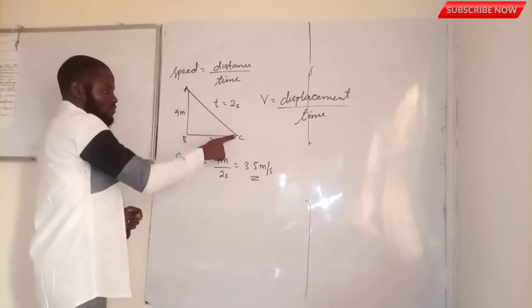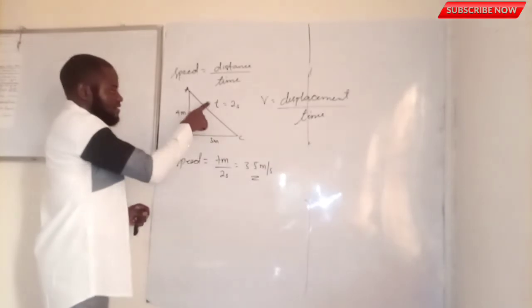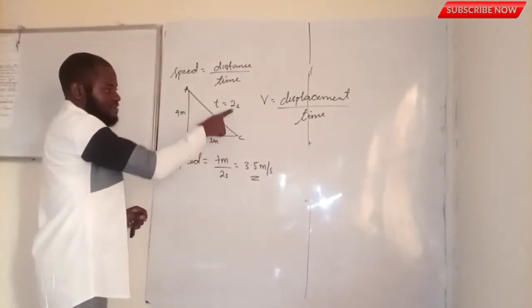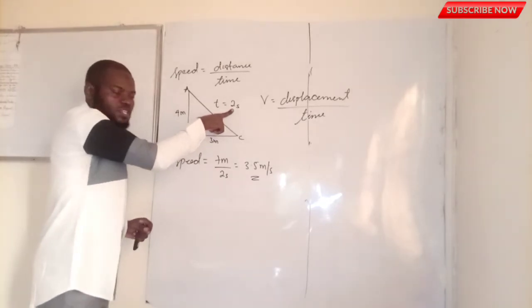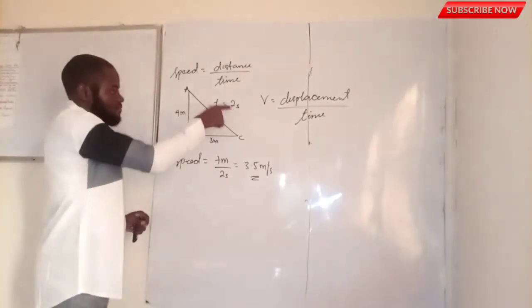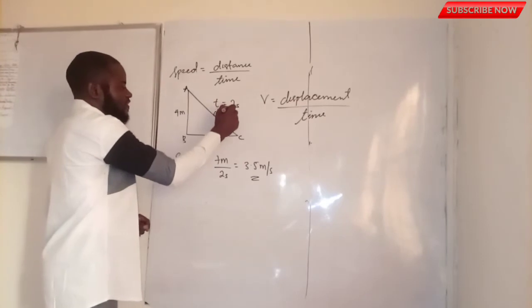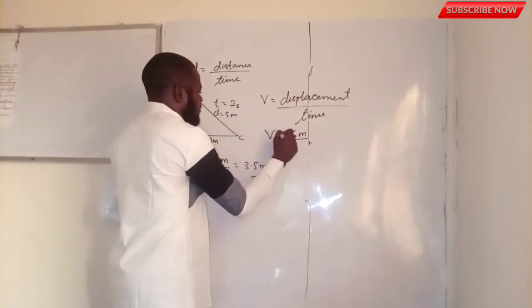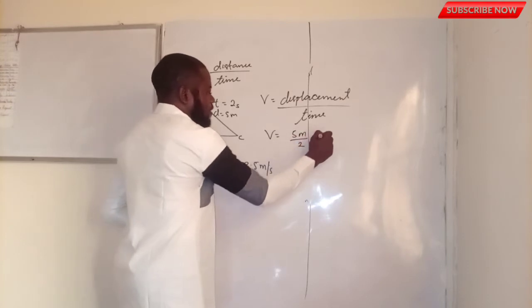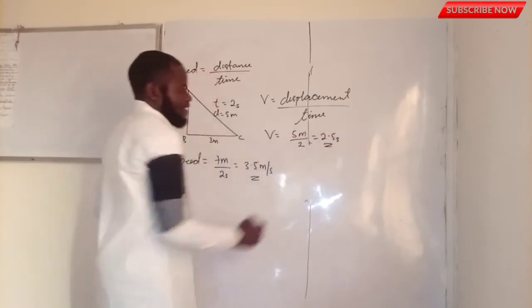From A to C. If the body moves from A to C in 2 seconds, what is going to be its velocity? We already calculated the displacement to be 5 meters. So we have 5 meters divided by 2, and that will give us 2.5.